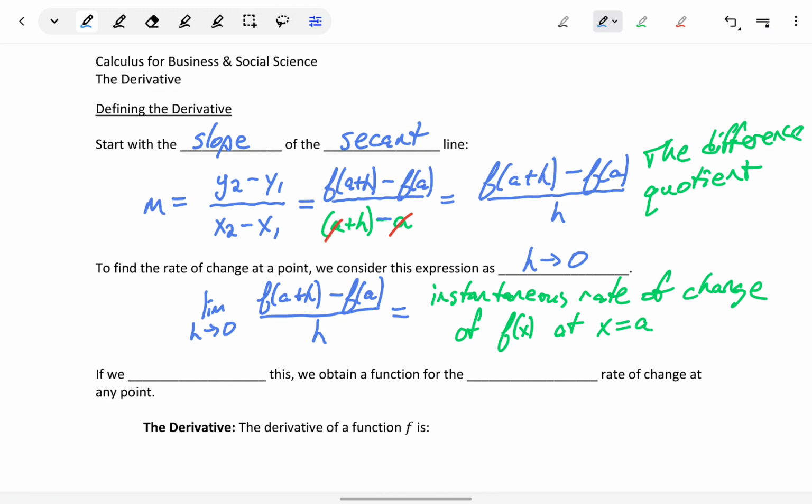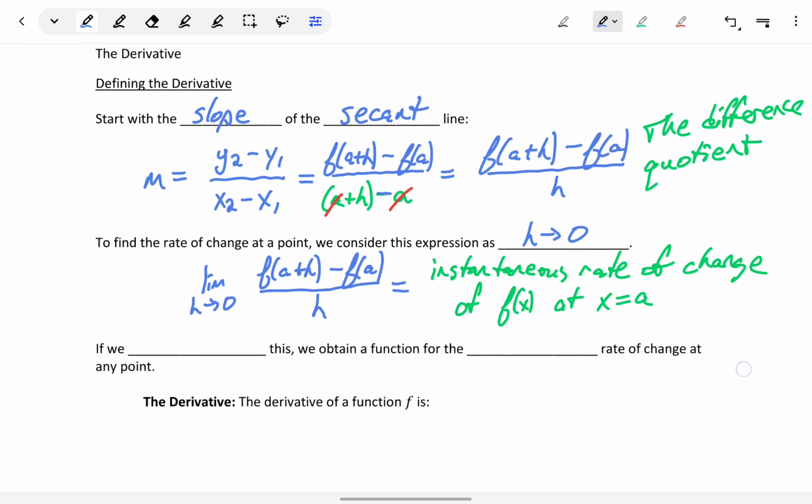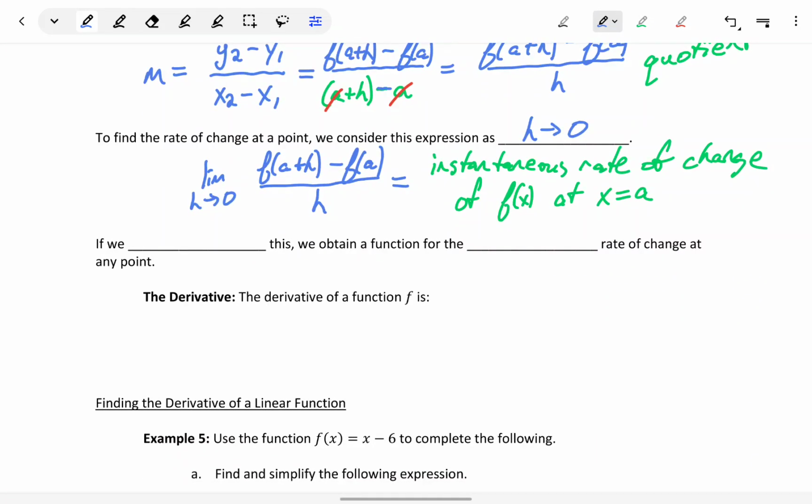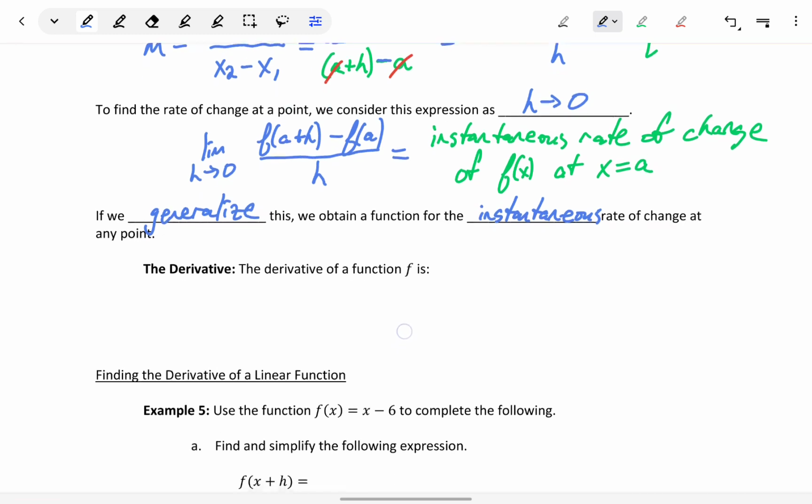But we don't want to have to keep coming back to that limit expression and evaluating that over and over again if we want to find the instantaneous rate of change or the value of the derivative at different points. So now what we can do is take this one step further and generalize this to obtain a function for the instantaneous rate of change at any point on a given function.